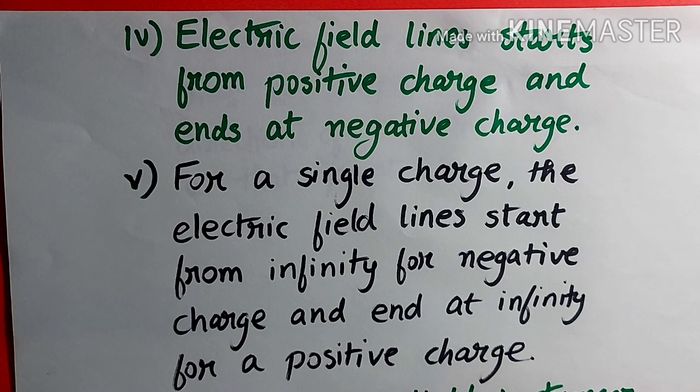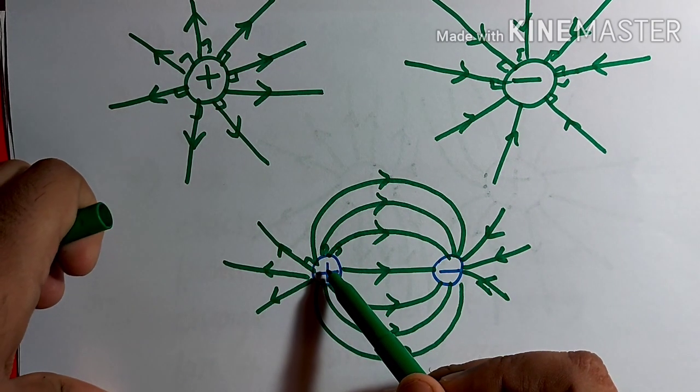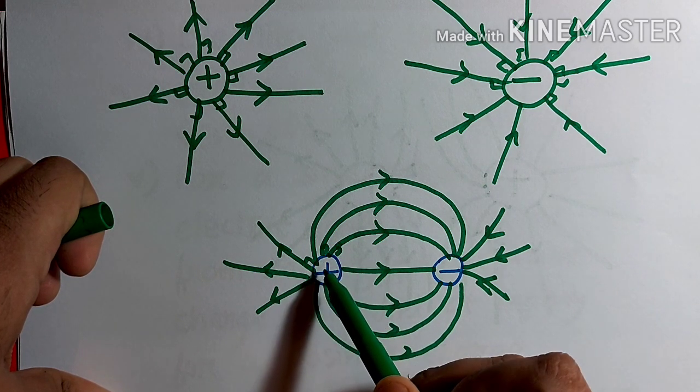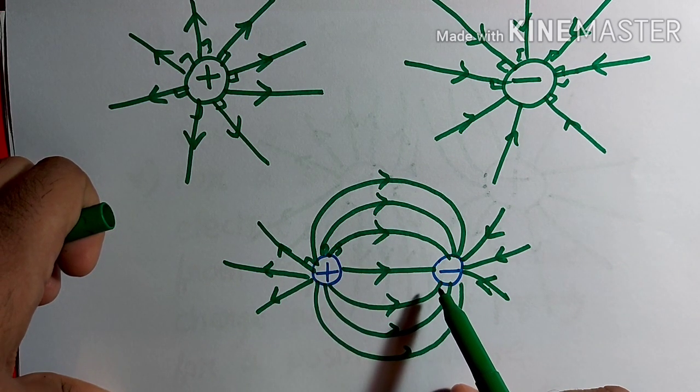Now, coming to the fourth property, it states that electric field lines start from a positive charge and end at a negative charge. You have seen this fact, that an electric field line starts from the positive charge and ends in the negative charge. That is the fourth property.